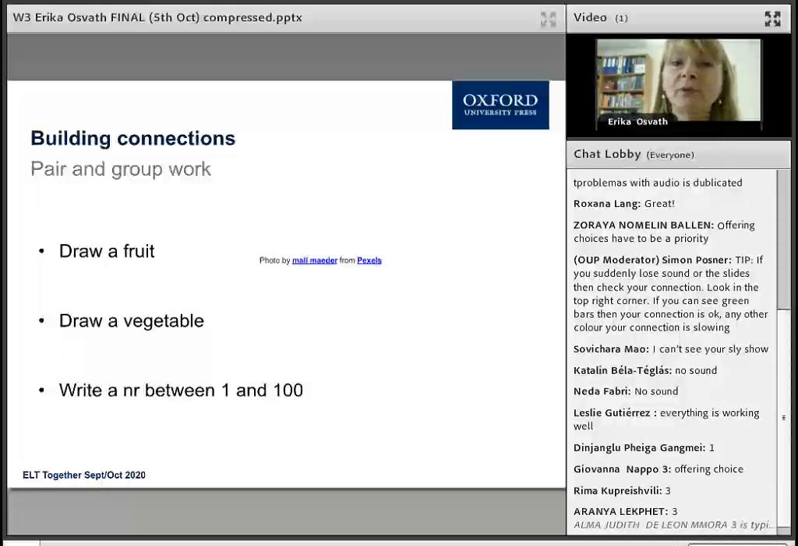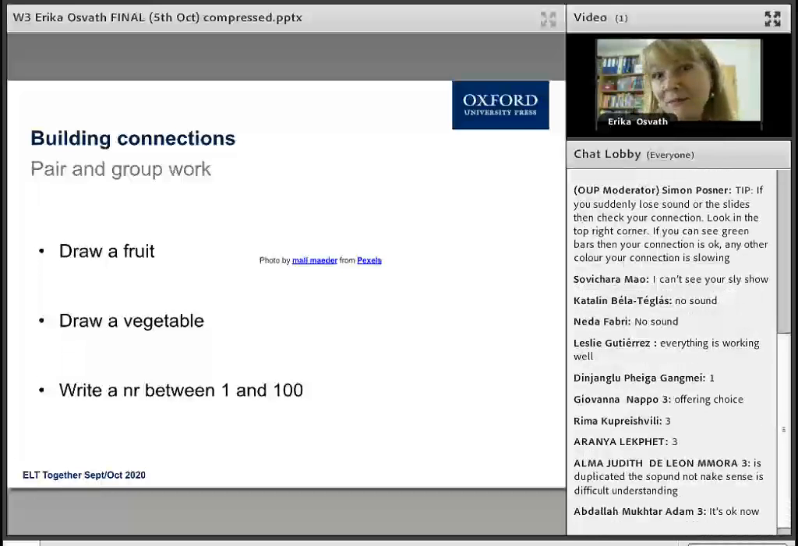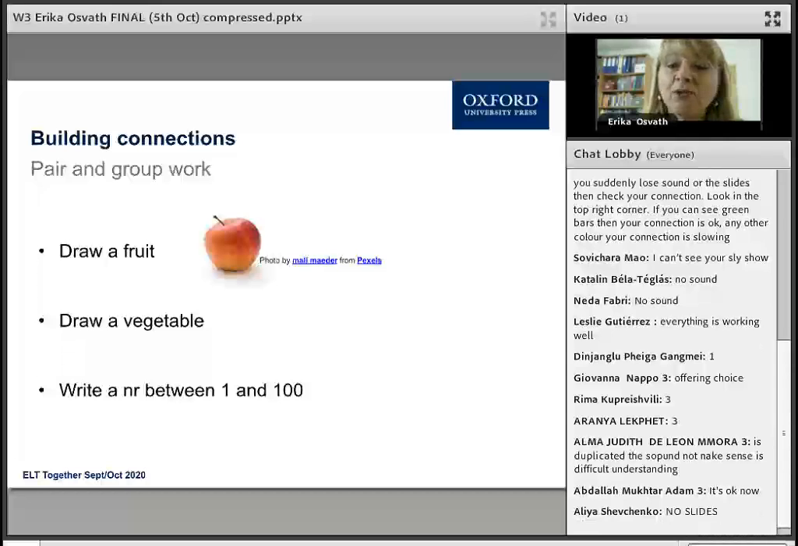So here's an example activity which you can use at the beginning of the year, or basically any time of the year. So I'm going to do it with you partially, just the beginning, because it works in a different way online. So I would like you again to take your pen and paper. And first, draw a fruit. For example, I would draw an apple, but I would like you to draw a different fruit, any fruit.